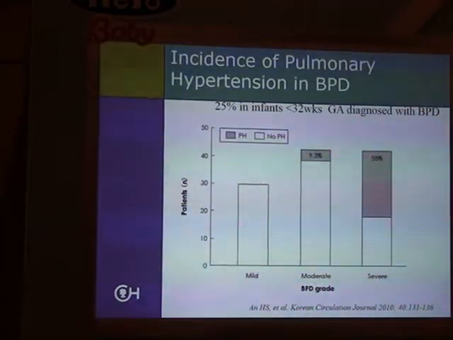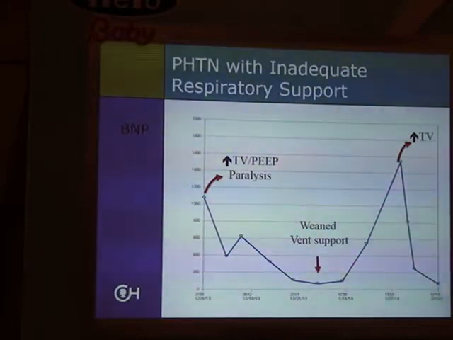Looking at the incidence of pulmonary hypertension with BPD, this trial that was published in 2010 showed 25% of the infants less than 32 weeks of age had BPD, and the more severe the BPD, the higher the incidence of pulmonary hypertension. Over 50% of infants with severe BPD had pulmonary hypertension versus under 10% with moderate and none with mild. So with more severe BPD, you're going to be a little bit more suspect of having it.